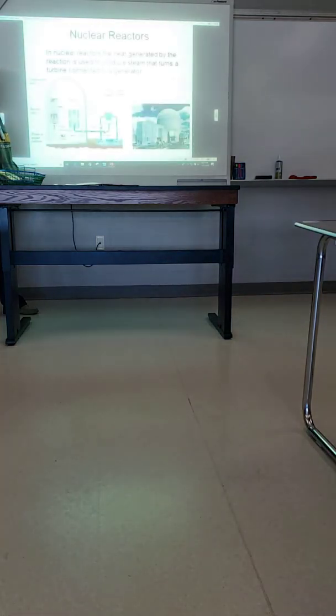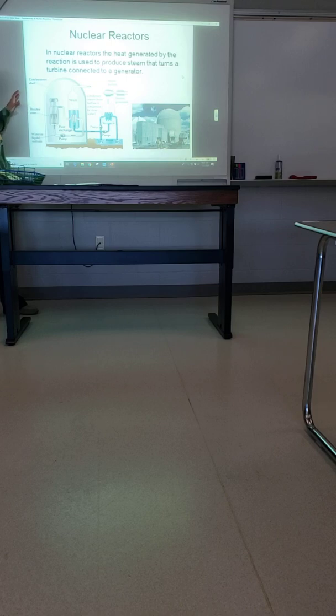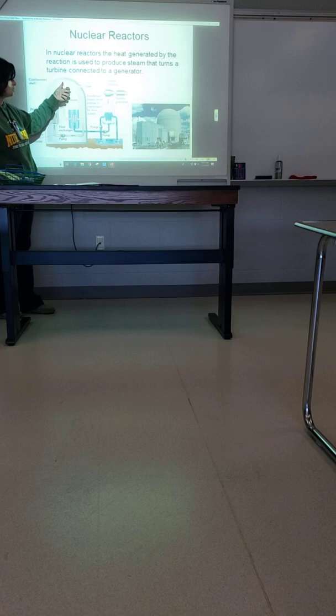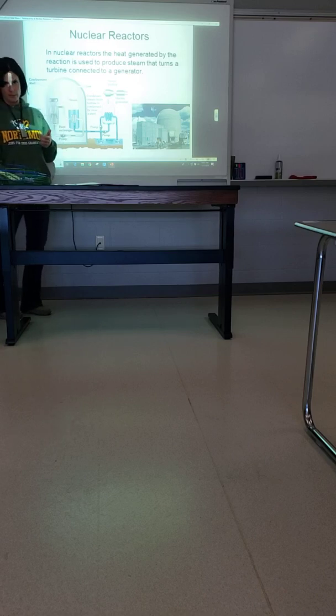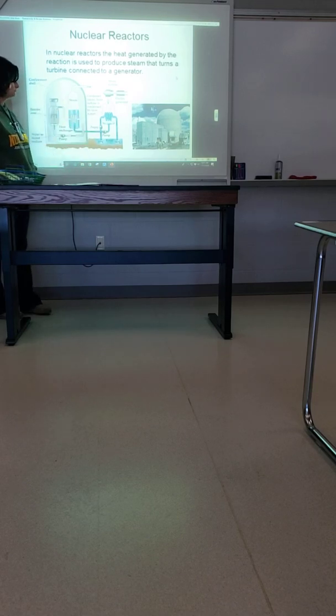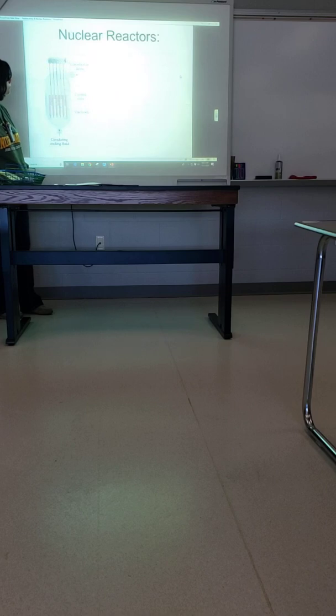Okay. So here's a picture, and I know it's probably a little bit hard for you to see, so I'm not going to spend a ton of time, but in the nuclear reactors, the heat is generated by the reaction, and it's used to produce steam that then turns the turbines, and they're connected to a generator, and that generator then converts that nuclear power to mechanical, and then finally into electrical energy. Kind of an up-close view.